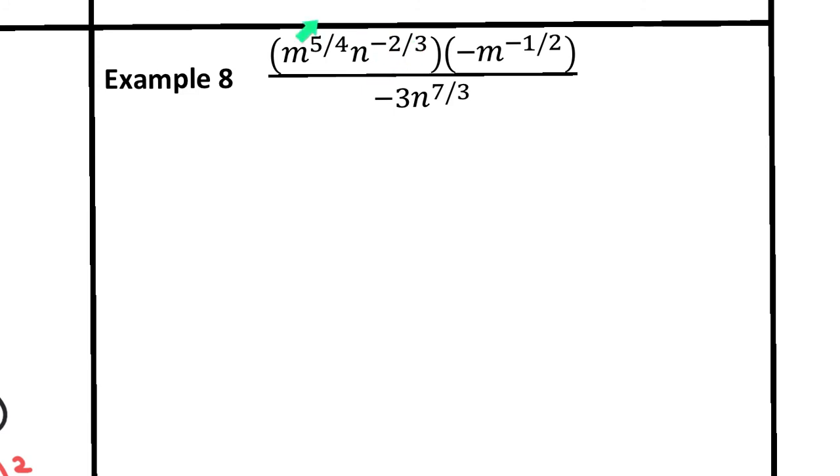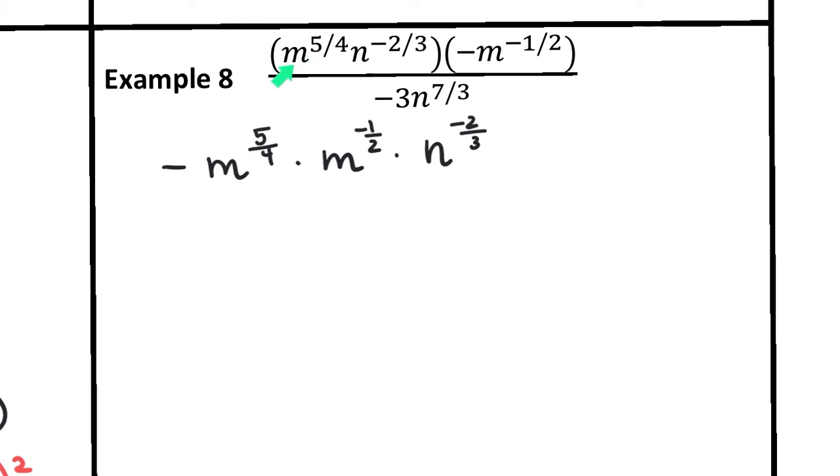this parentheses I have positive values, and then in the second parentheses I have a negative. So a positive times a negative is going to give me a negative on top. So I'm going to put the negative in the front. Then I'm going to copy m to the 5/4 times m to the -1/2 times n to the -2/3.